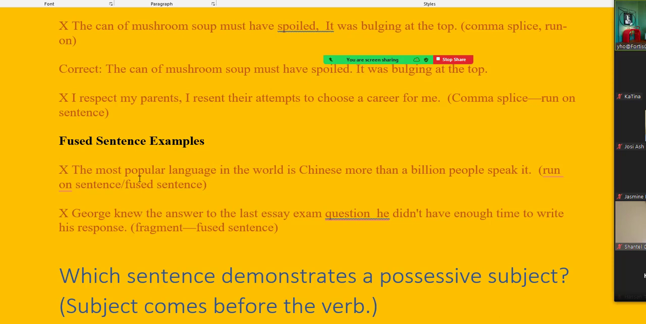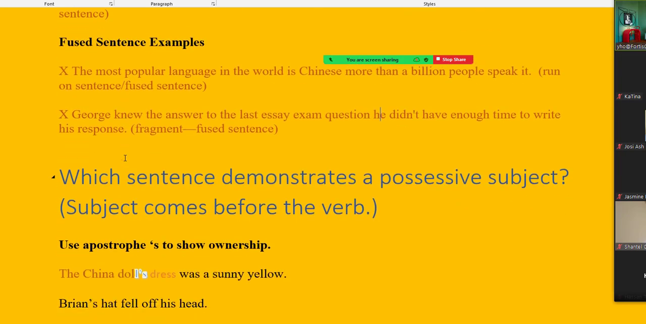Fused sentence, run-on sentence. And this is also one: George knew the answer to the last essay exam question, and then he didn't have enough time to write his response. So then you have to put a comma here, or a period here, and then a capitalized H. But this is wrong. If you don't put in a comma there and you just leave it like that, then this is known as a fused sentence, and it is a run-on sentence.